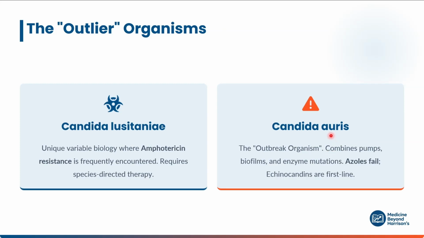Outliers. Candida auris is a very important organism that you need to know. It is an outbreak organism. It combines pumps, biofilms, and enzyme mutations, so azoles are completely unreliable and echinocandins are first line. Candida lusitaniae also has unique, variable biology where amphotericin resistance is frequently encountered and requires species-directed therapy.